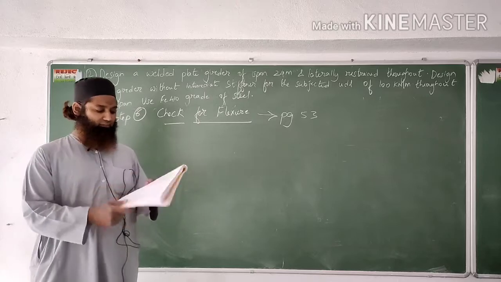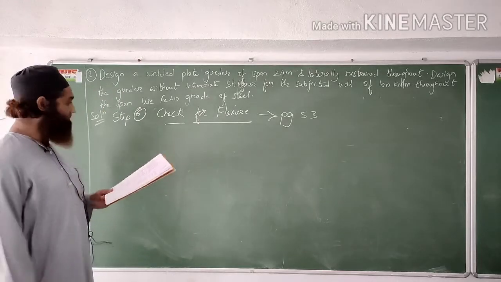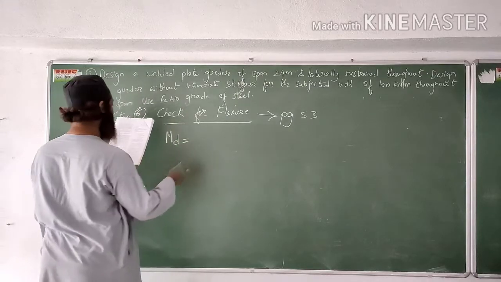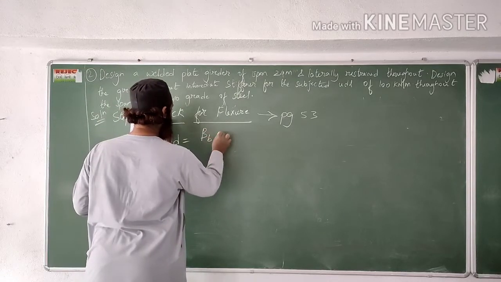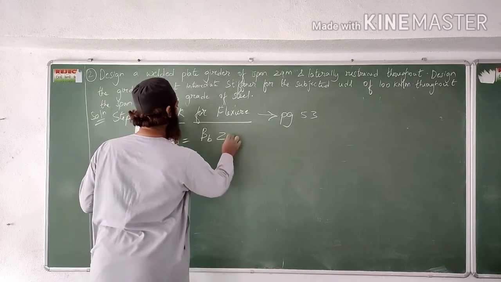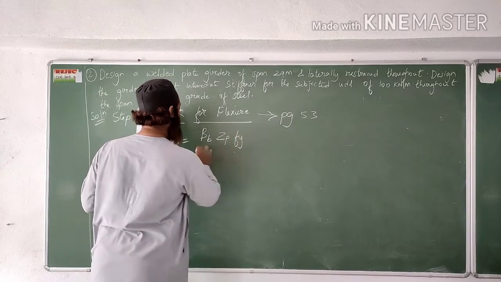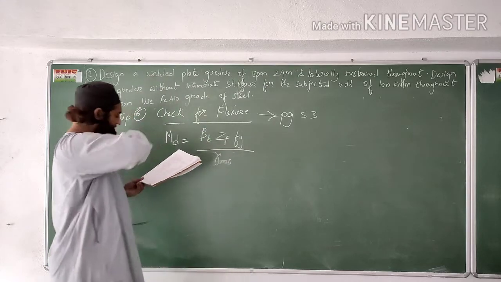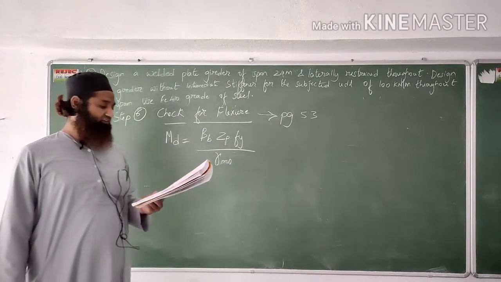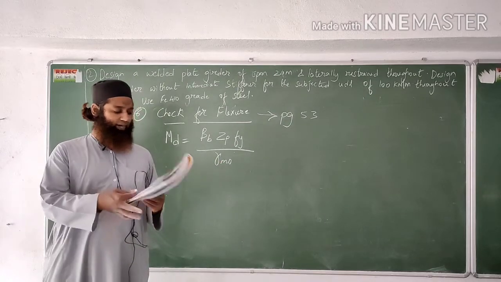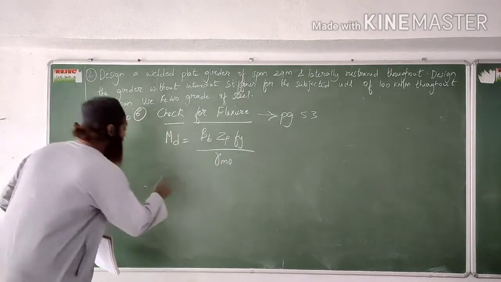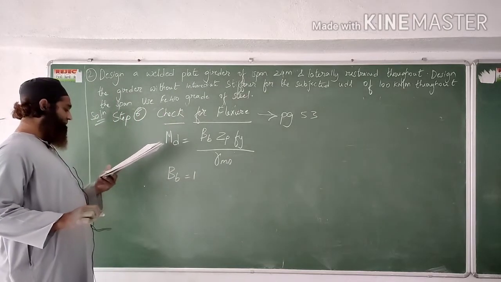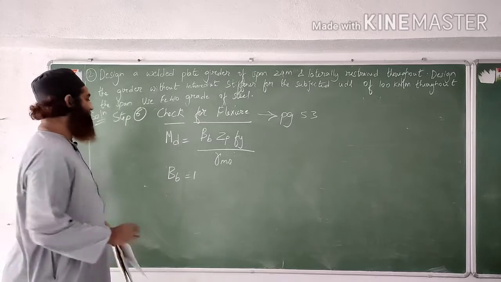The clause says MD, the design moment, is given by BB into ZP into Fy by gamma M0. Let us see what is specified here. BB is 1 for plastic and compact sections. So BB is equal to 1. And ZP is the plastic modulus. We'll have to calculate ZP.